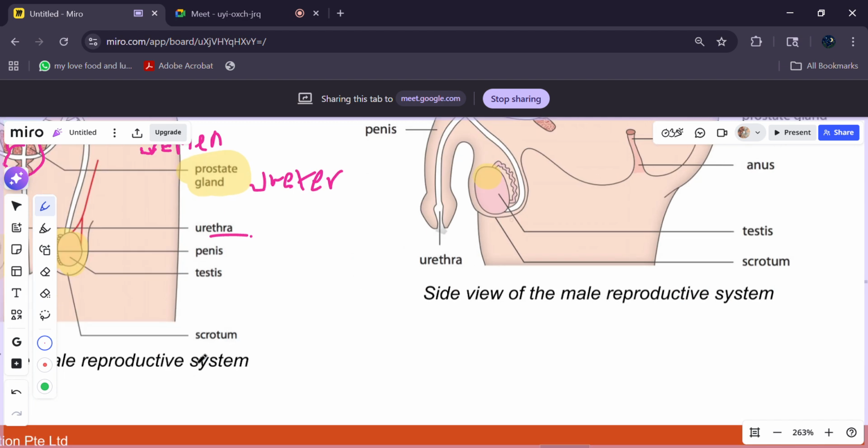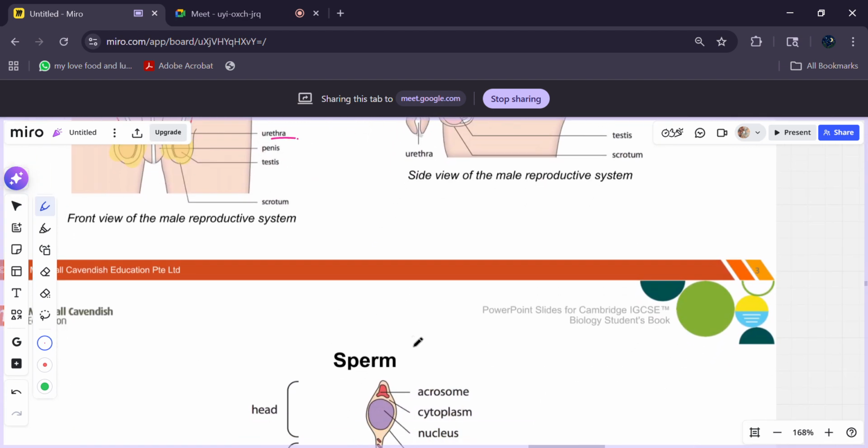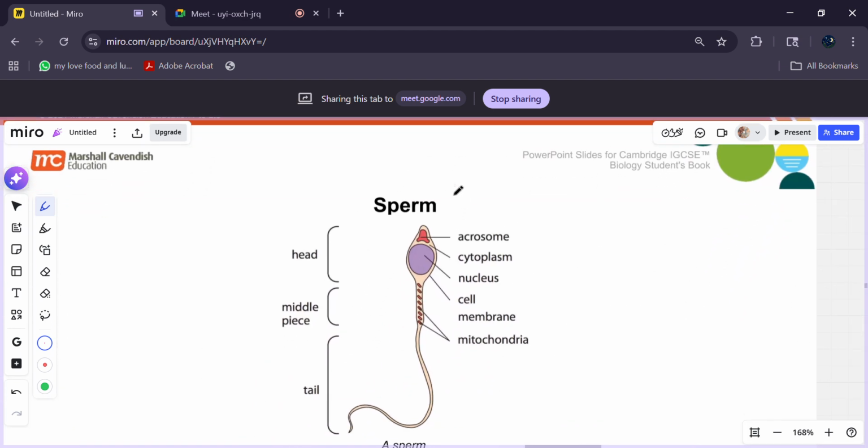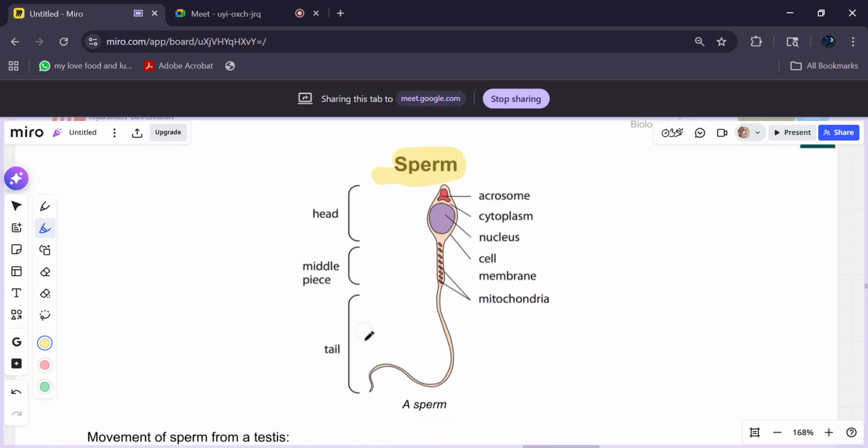And now finally, let's talk about the sperms themselves. The sperm are an important part of the male reproductive system. They are what contain the male gametes. The sperm is the male gamete.